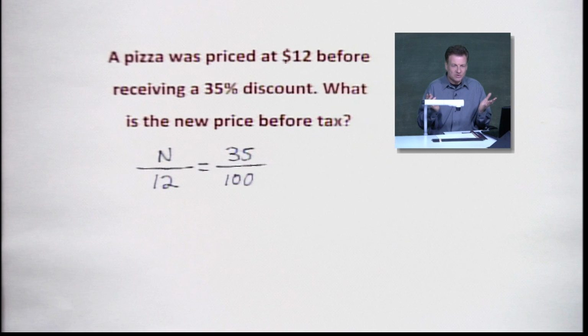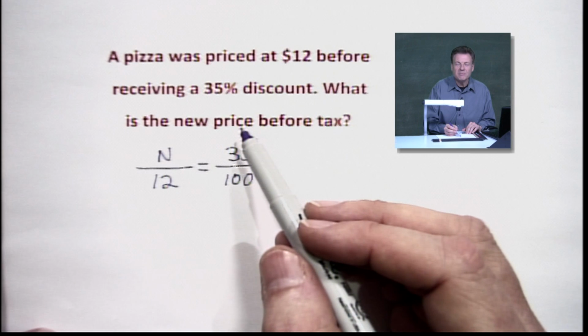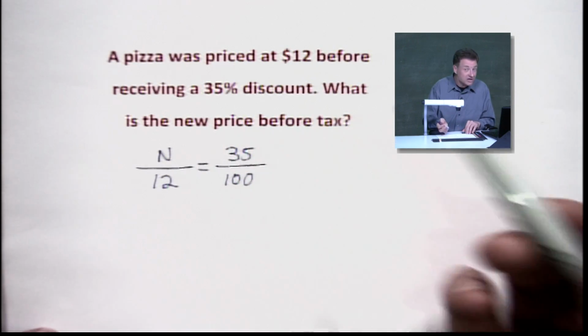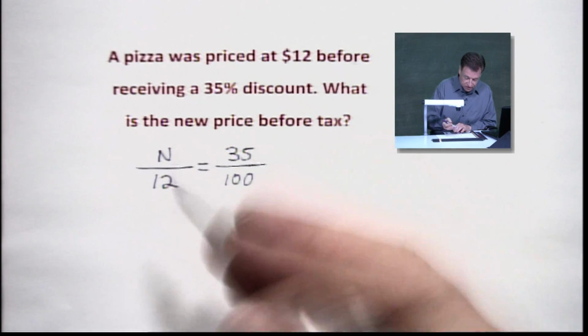What does it have to do with anything? Well, remember, that's the discount. The discount means you get to take that off. What is our problem asking for? A new price. That means after you lose the discount, what are you actually going to pay before tax for that pizza?